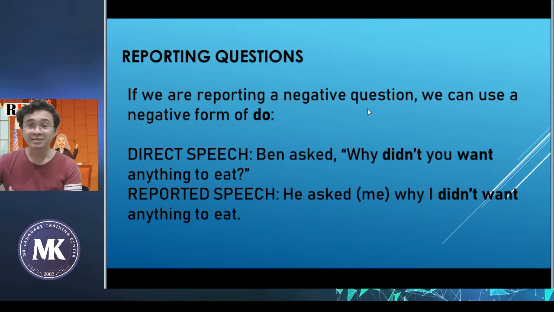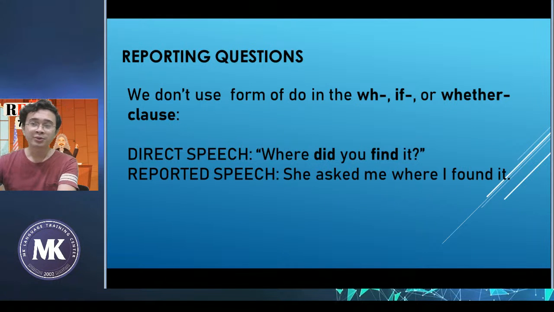So if it's a negative question, then we should use the negative form of do in the reported speech. Again, if the form of do in the direct speech is only positive, then we just omit the forms of do and we will just get the past form of the main verb, right? So for example, again, we have direct speech: Where did you find it? Reported speech: She asked me where I found it. So the word there is found. So it's the past form of find.